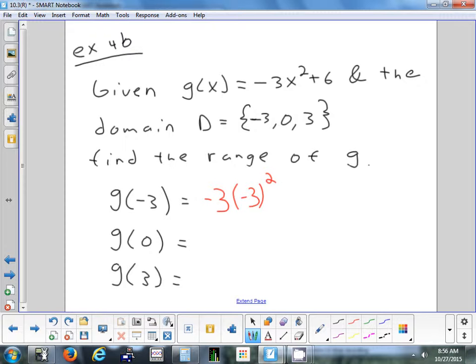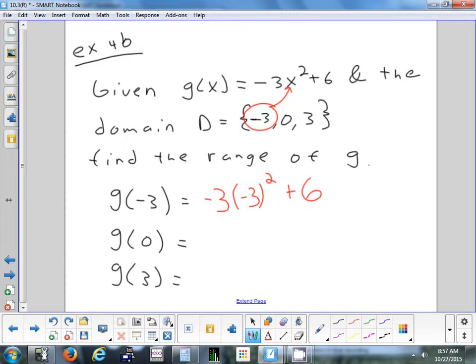What's left? I did this, I did this, I did this. Okay, plus 6. So that's my first one. That's G of -3. That's what it looks like. All I'm doing is taking this and plugging it in for X.